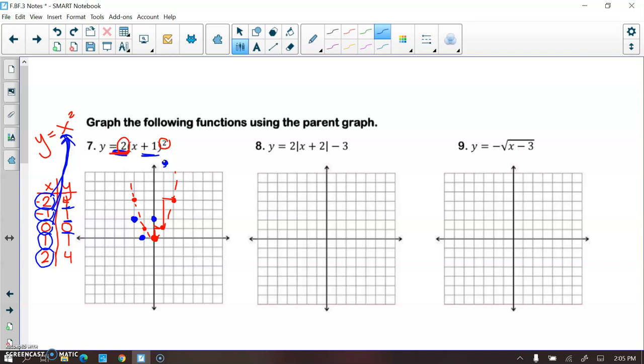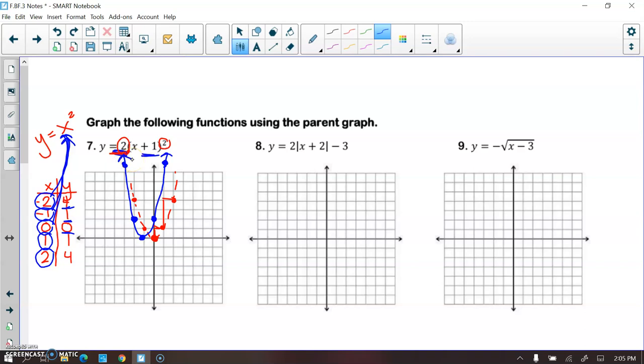And then a graph has symmetry, so I'm going to just reflect that point on the other side. And so this is what your new transformed graph is going to look like, and it's going to remain in a U shape.